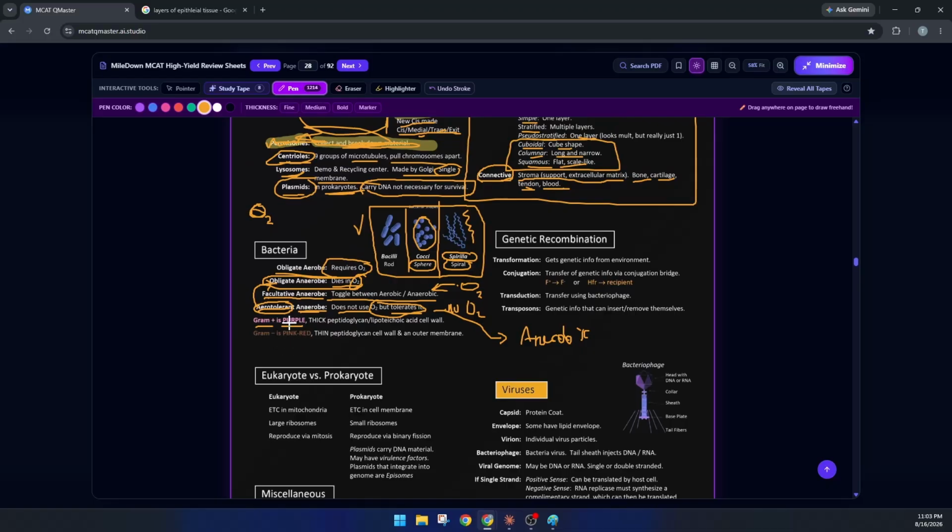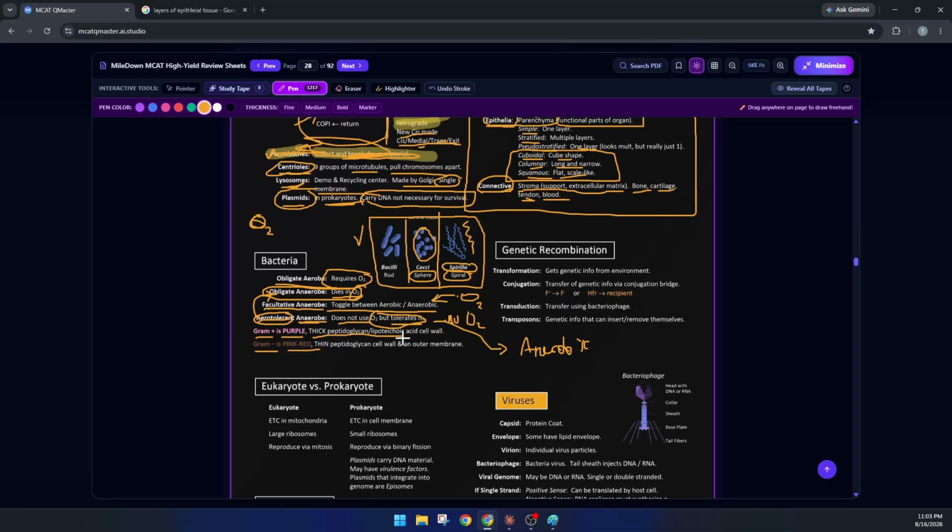So this is what happens when you put the bacteria on slides and you're looking at it. Gram negative is pink red. This is because of the thick peptidoglycan and lipoteichoic acid cell wall of a gram positive, and a gram negative is because of the thin cell wall and outer membrane. So thin, thick, gram positive, thick cell wall, gram negative bacteria, thin cell wall and outer membrane.